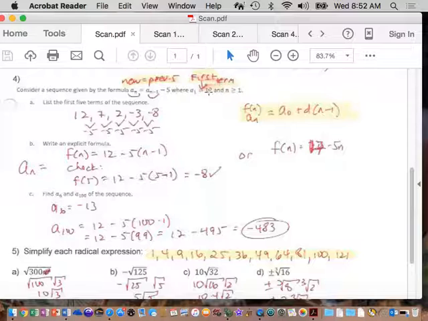And then it tells us the first term is 12. So I start with a 12 and I apply the rule, minus 5. I minus 5 every time. 7, 2, negative 3, negative 8.